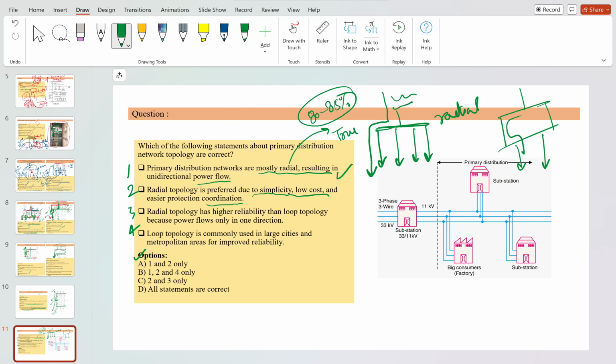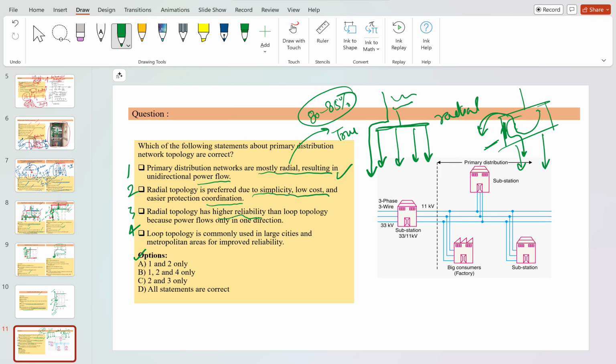Okay, so this kind of network will be there, suppose, and this can also be possible when you have a load here. So bi-directional flow will be possible here, and the cost will be more, the maintenance cost will be there, and coordination is actually difficult. Whereas here, when you see, the coordination is easier.